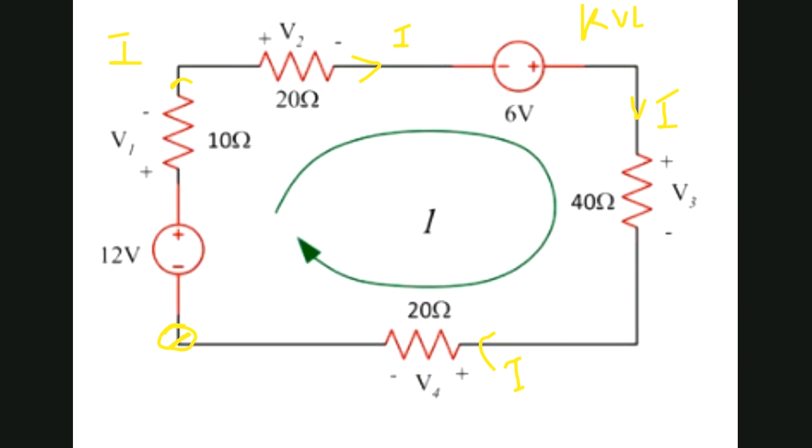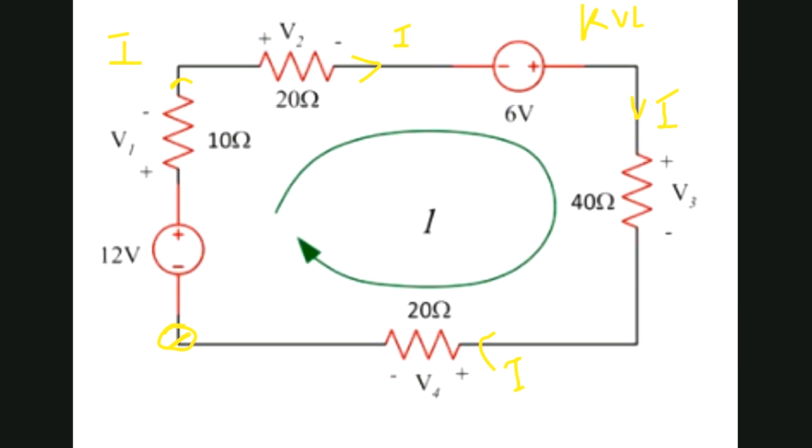Negative, according to the arrow, minus 12. Okay, I will not use this color. This color doesn't look good. I will use black color so that it will be clearer. Minus 12 plus V1. V1 is how much? 10 times I, so 10I, plus 20I.